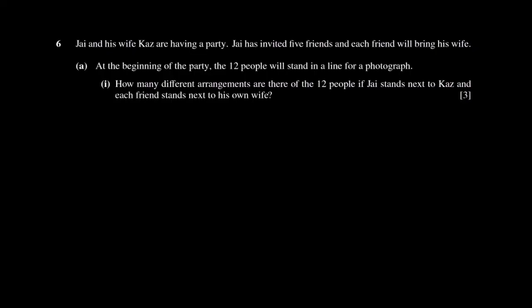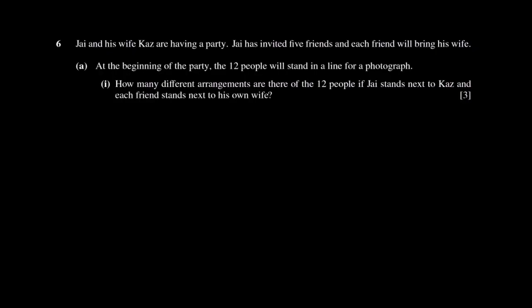Okay, question 6, a combinations and permutations style question. Jay, I hope I'm pronouncing that right. Jay and his wife Kaz are having a party. Jay has invited 5 friends, and each friend will bring his wife. Okay, well, that sounds absolutely awful, I must say, but never mind. At the beginning of the party, the 12 people will stand in line for a photograph. How many different arrangements are there of the 12 people if Jay stands next to Kaz and each friend stands next to his own wife?